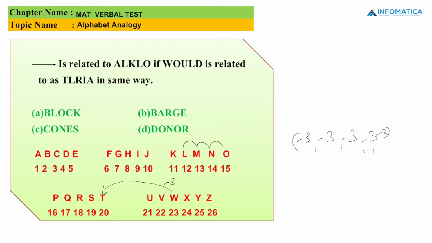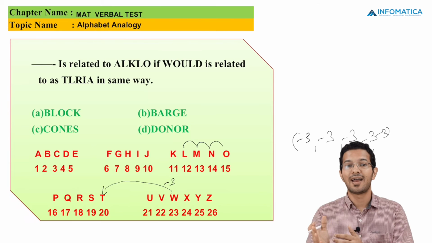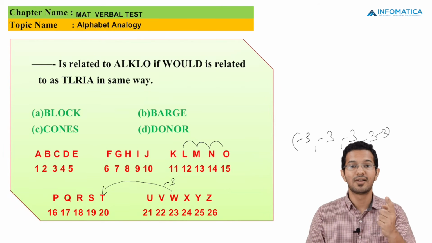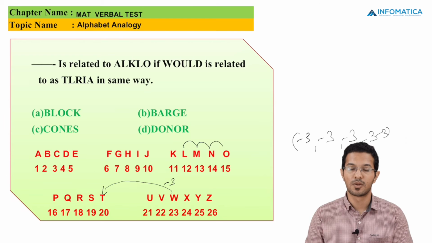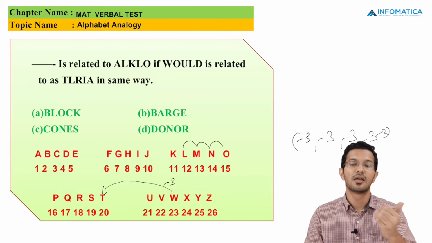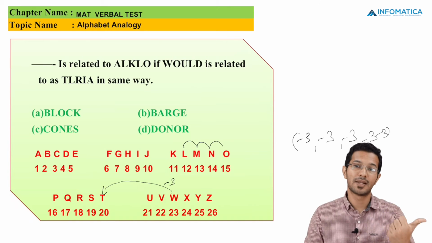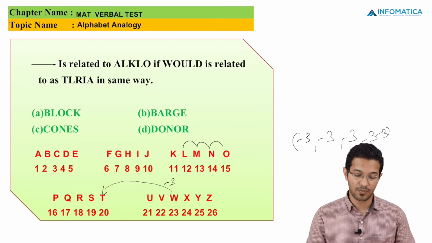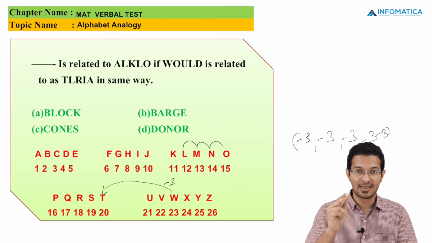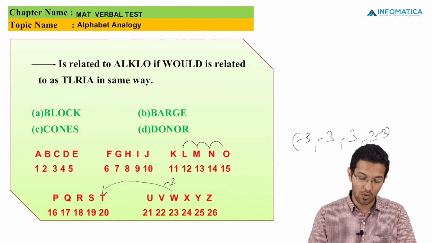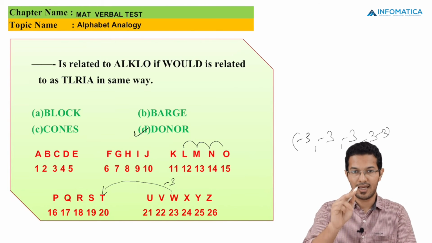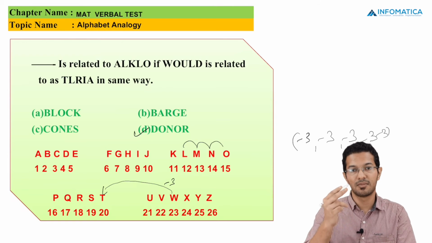So what is related to ALKLO? Now I have got ALKLO, which is already in minus 3. So if I add plus 3 to it, I will get the answer to this solution. So what I'm doing is I'm going in the reverse position. Where we had minus 3 here, I'll be adding plus 3 to get the previous answer. So if I add 3 to A, what do I get? A plus 3, it is nothing but D.